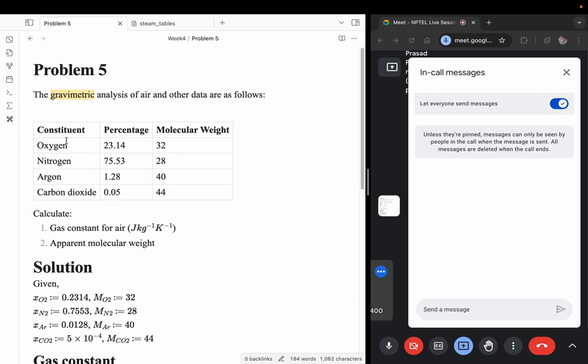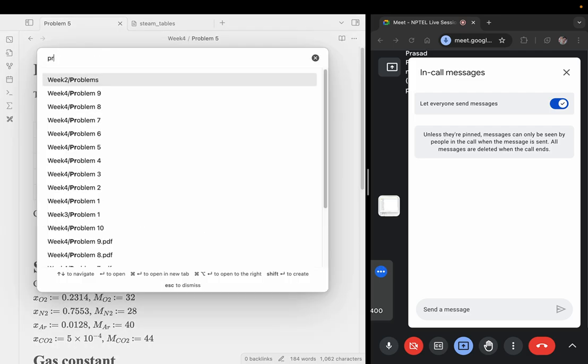Okay, is this clear? Yeah, I hope it's clear. So we'll go to the next problem.